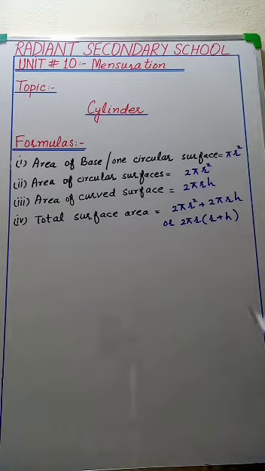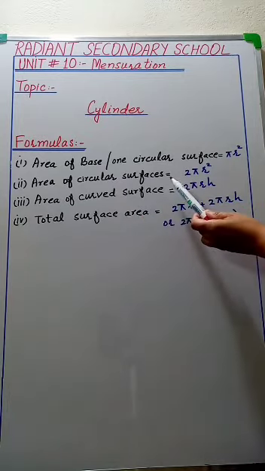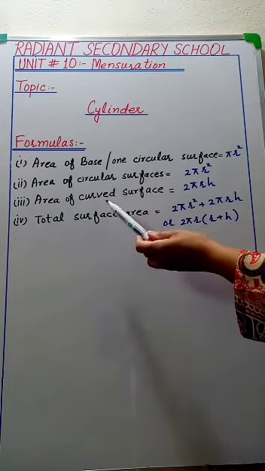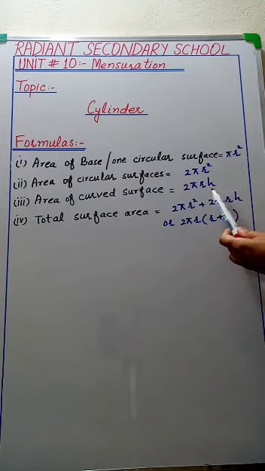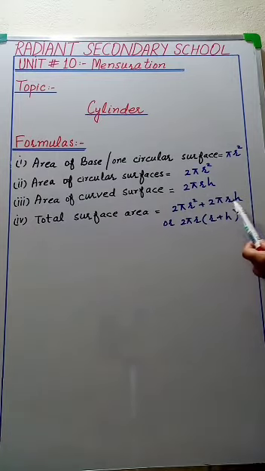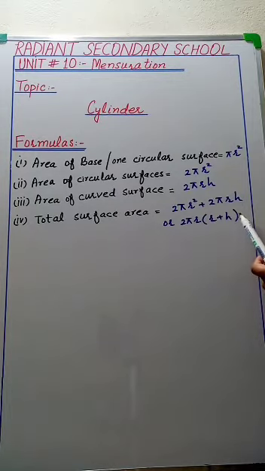If you want to find the area of the base or the one circular surface, the formula will be pi r square. If you want to find the area of both circular surfaces, the formula will be 2 pi r square. Formula for the area of curved surface is 2 pi rh and the formula for total surface area is 2 pi r square plus 2 pi rh or 2 pi r into r plus h. This was the preview of the formulas. Now we will start our today's lecture.